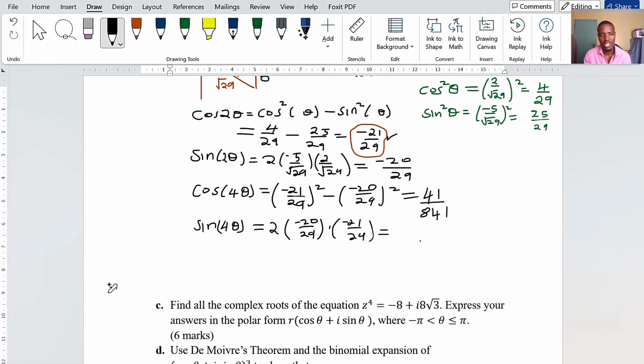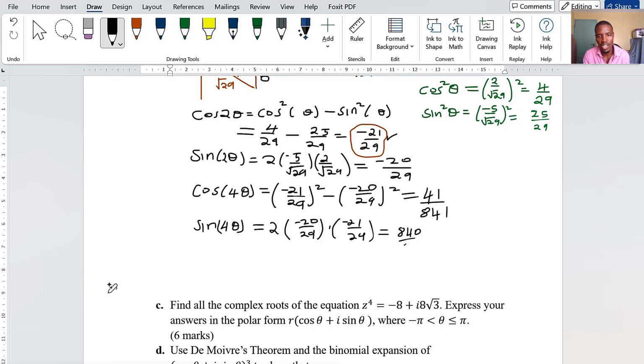So what does this give us? Using my calculator, 2 times negative 20 over 29, close the bracket, times negative 21 over 29, close the bracket. And then we get 840 over 841.